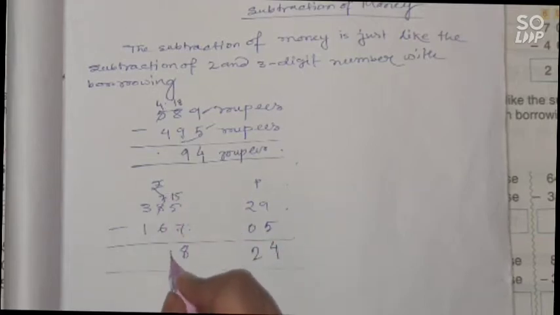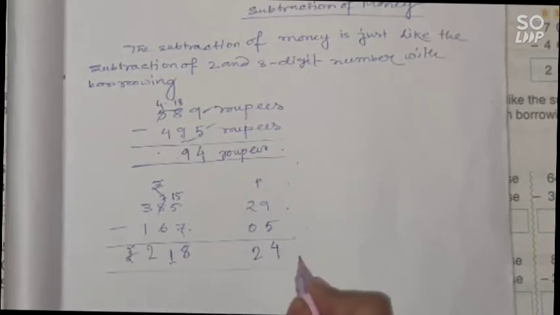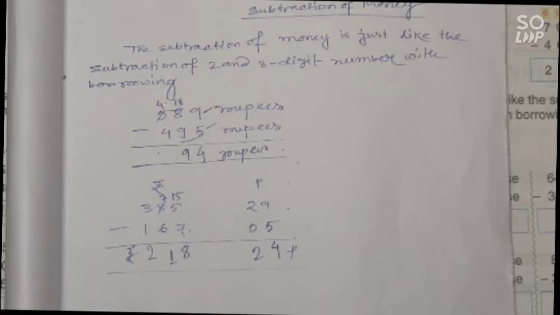7 minus 6 is 1. 3 minus 1 is 2. So 218 rupees 24 paise. This is how you can do the subtraction and addition of money.